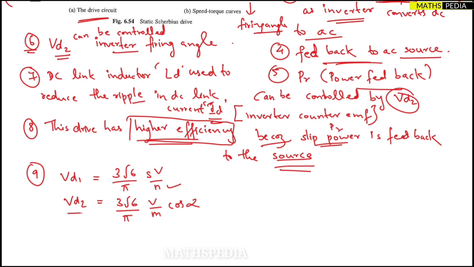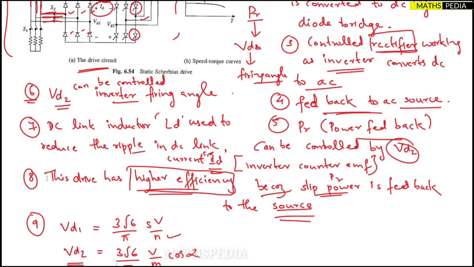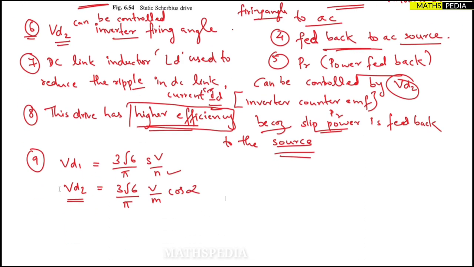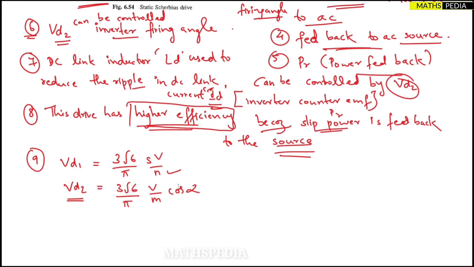Now VD2, as I said before, can be controlled by what? The firing angle. So that's why I said VD2 can be controlled by this firing angle. Here all these things you have to mention. Now this alpha is nothing but the inverter firing angle.